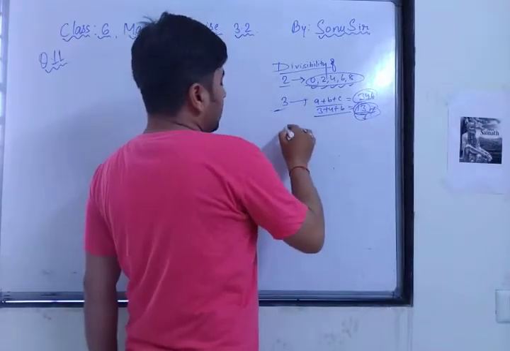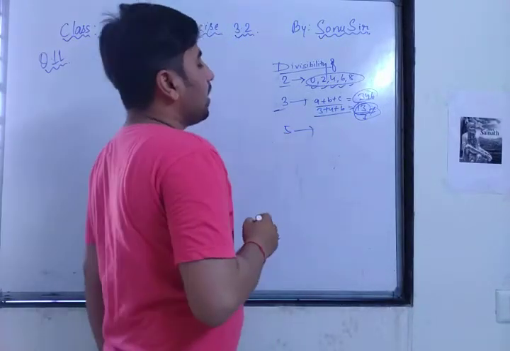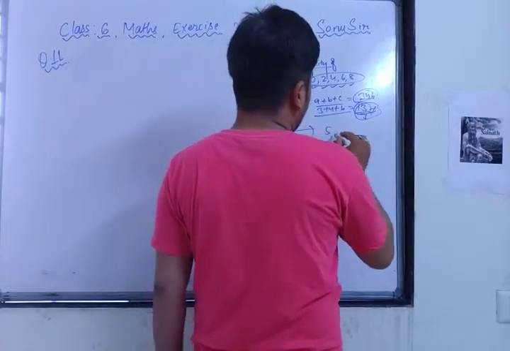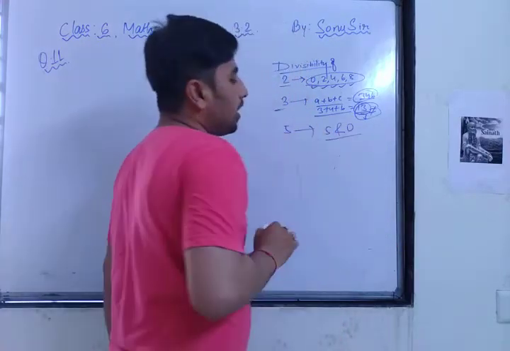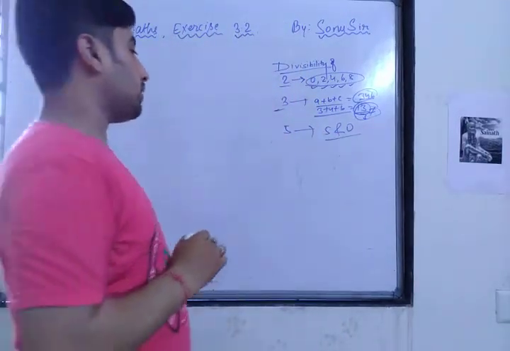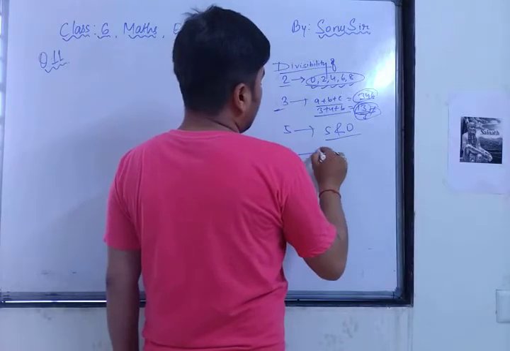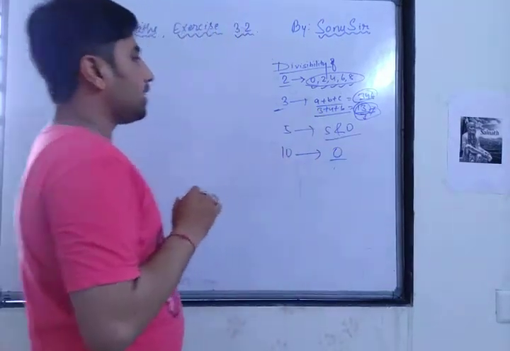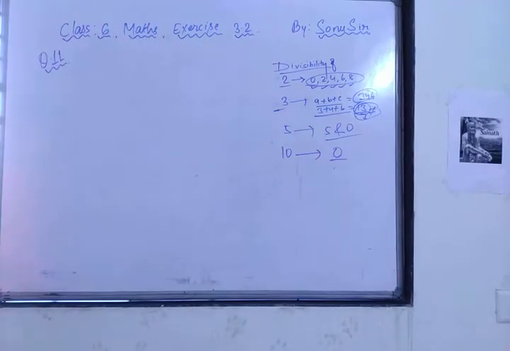What is the divisibility of 5? Can you tell me? A number which has 5 or 0 at its unit place. What is the divisibility of 10? A number which has 0 at its unit place. So these are some types of divisibility.